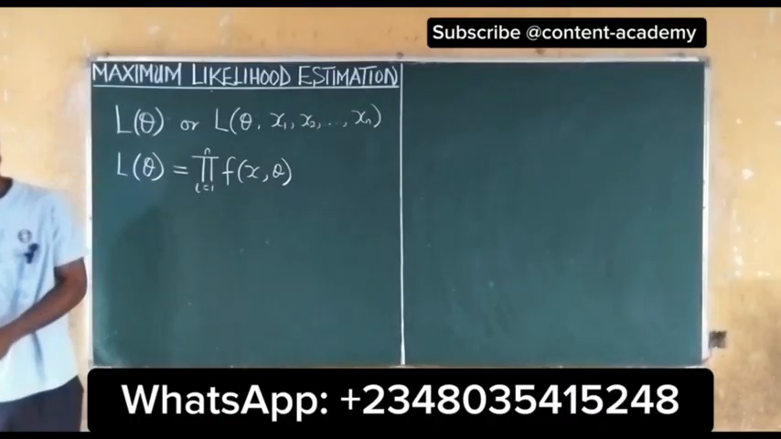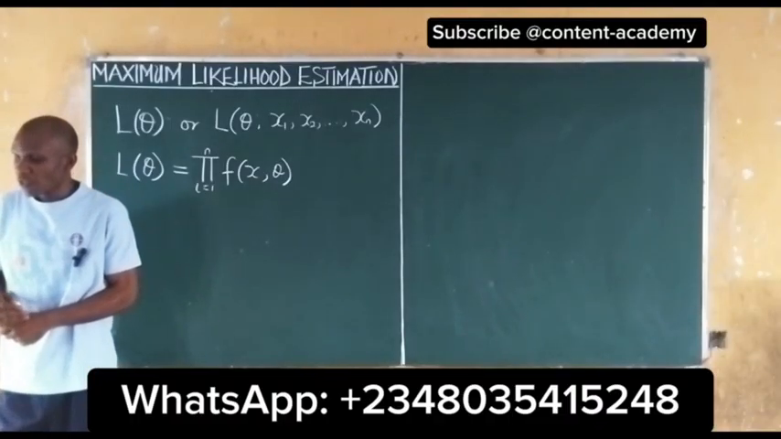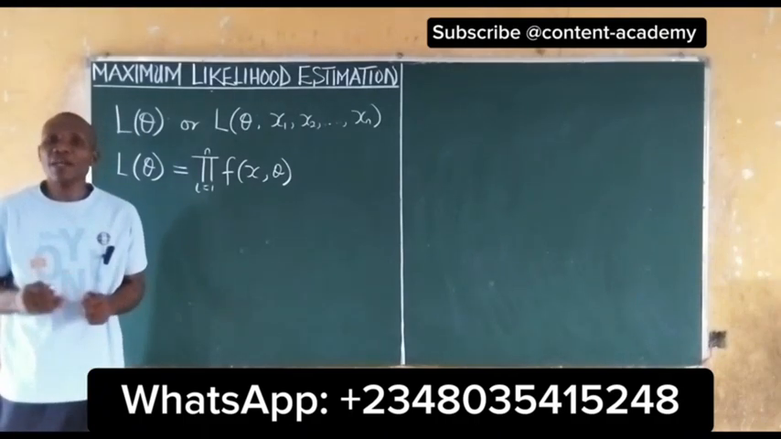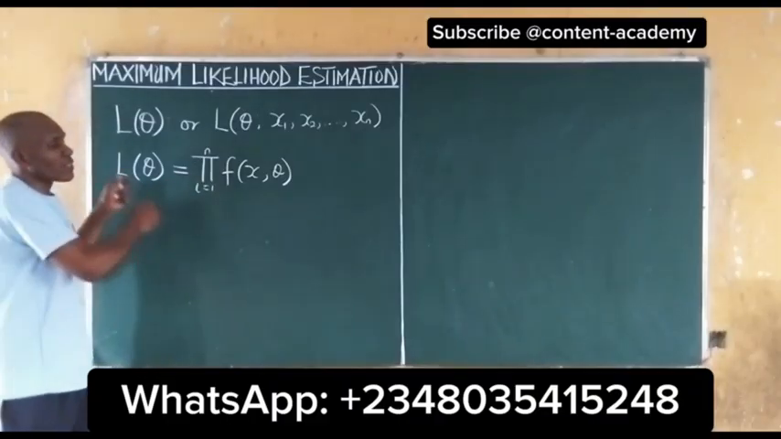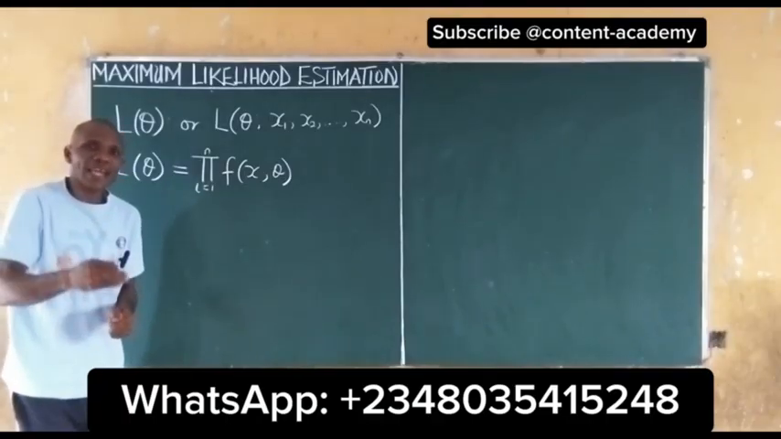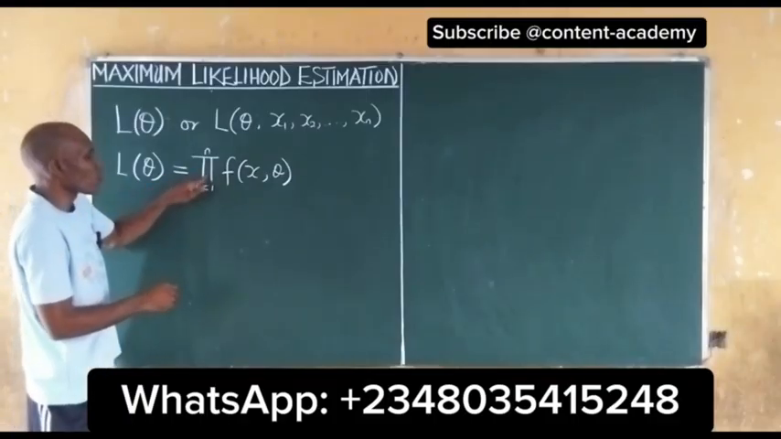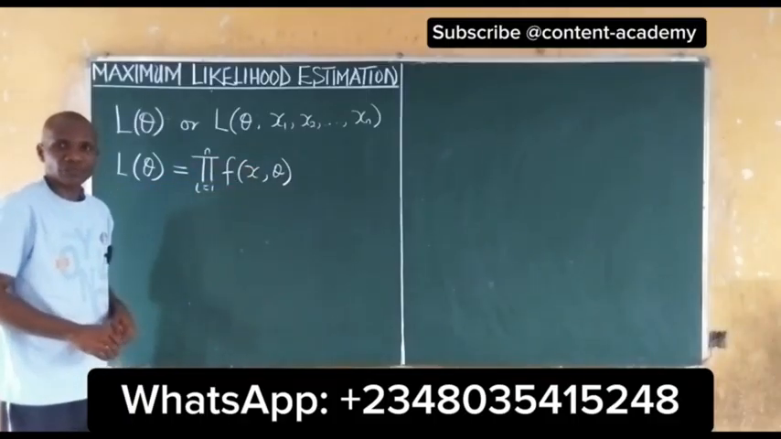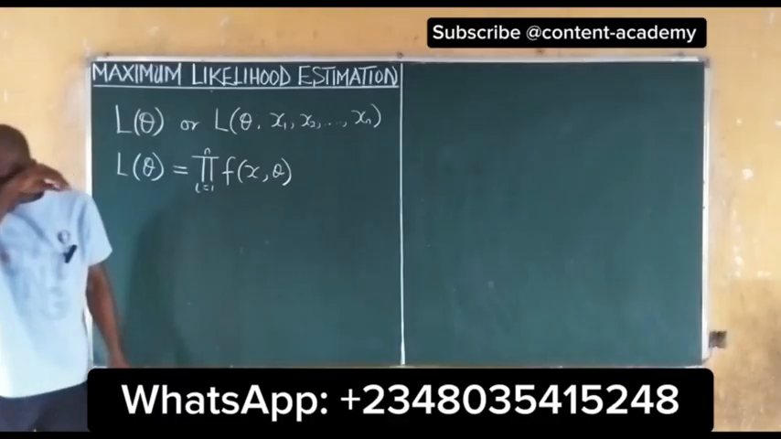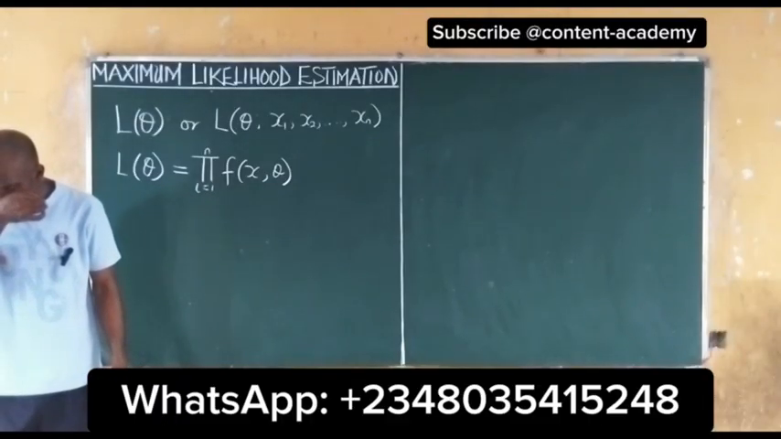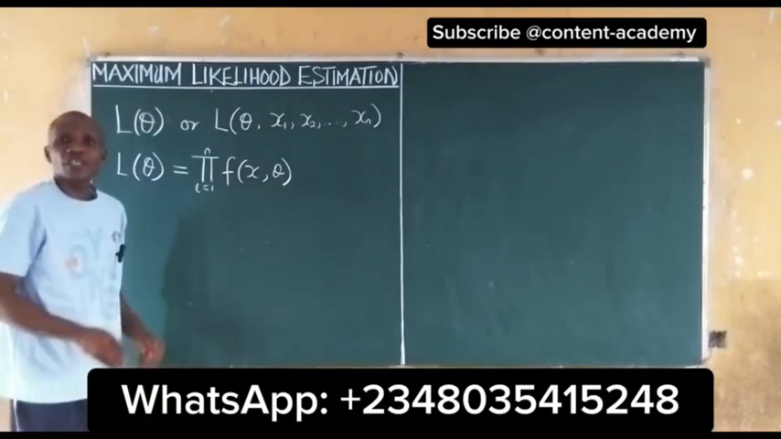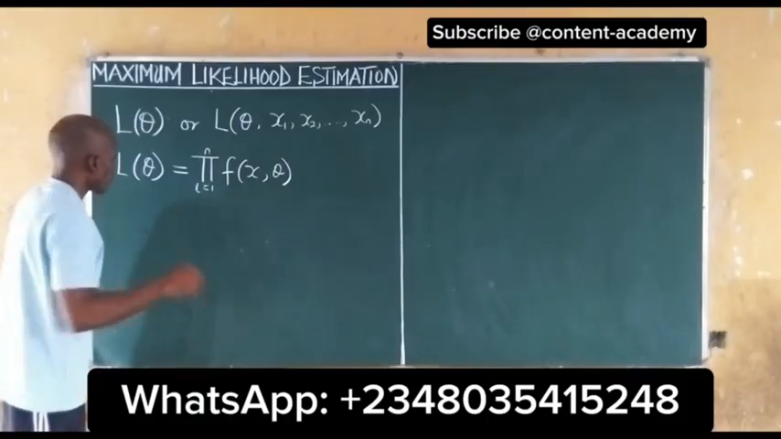And what is this likelihood function? The likelihood function is the function of the parameter. So any parameter you consider in the distribution becomes the argument of the likelihood function when you take the product of that distribution. Now, what is the maximum likelihood estimation? The maximum likelihood estimation is just the joint density of a random variable. It's the joint density of a random variable.